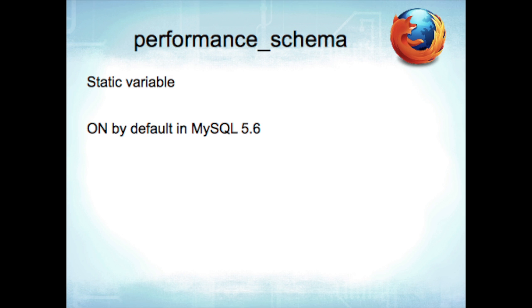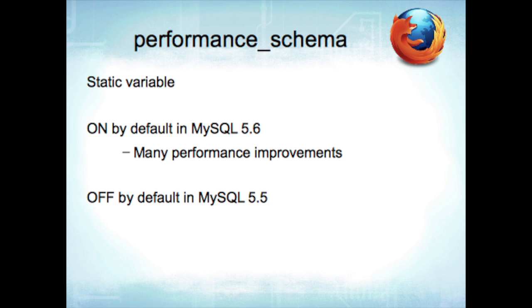In 5.6, which is the latest available version, it's on by default because they have many performance improvements. It was off by default in 5.5 because it was some overhead. And if you do want to turn it on, it requires a restart because it's a static variable. So to turn on performance schema, you can't just go into MySQL. You have to change the configuration file.